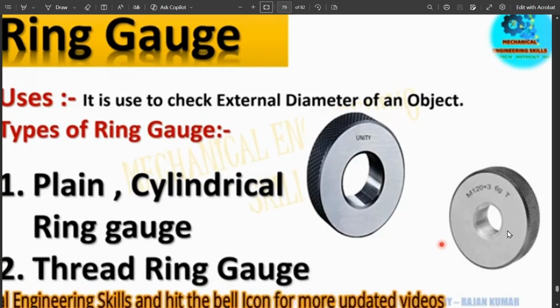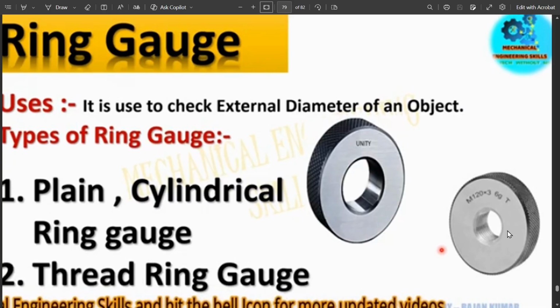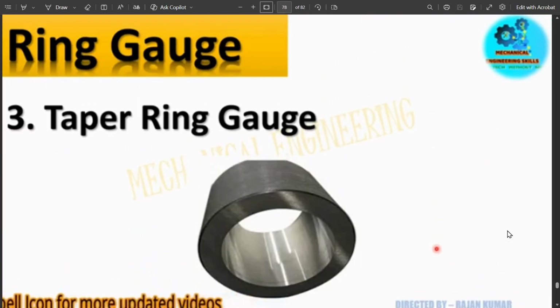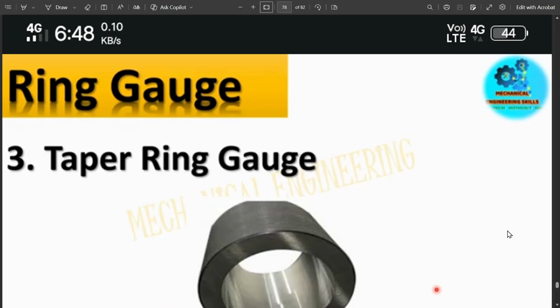Then the second one is the ring gauge. What is a ring gauge? It is used to check the external diameter of an object. The types of ring gauge: plain or cylindrical ring gauge, then threaded ring gauge, and third, taper ring gauge.